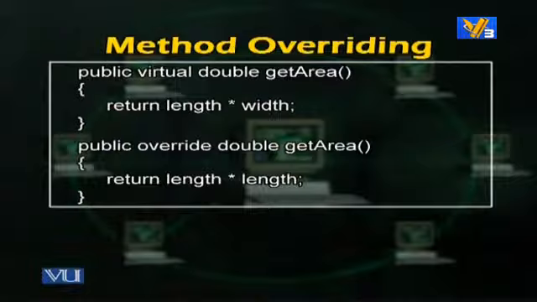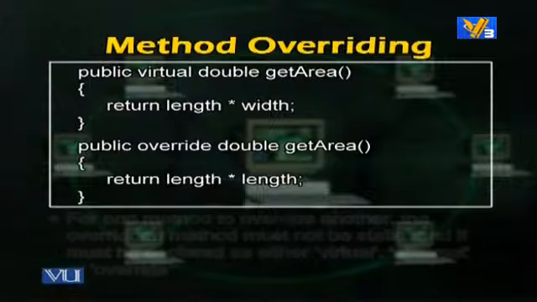Now note a couple of things here. First of all, we are using this override specifier in the method. So what we are saying is public override double get area. What does that mean? It means we are using the overriding mechanism, and in order to do that we have to take care of a couple of things.